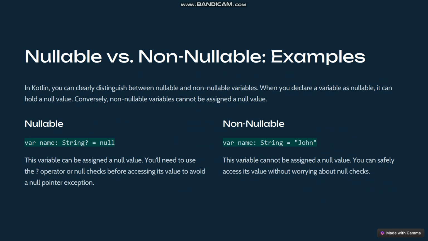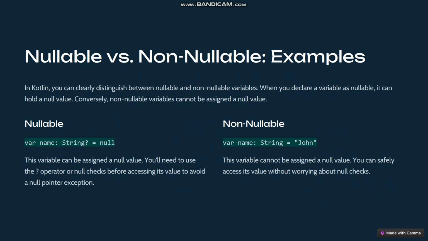Nullable and non-nullable examples. In Kotlin, we clearly distinguish between nullable and non-nullable variables. When you declare a variable as nullable, it can hold a null value. Conversely, a non-nullable variable cannot be assigned a null value. Nullable: var name: String? = null. This variable can be assigned a null value.